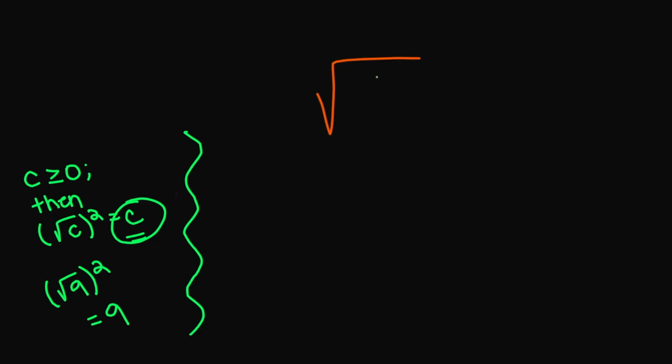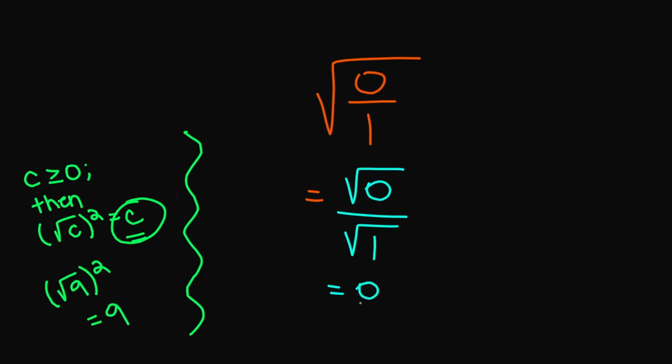And what if you have the square root of 0 over 1? You're going to get the square root of 0 over the square root of 1. So the square root of 0 is just 0. And then the square root of 1 is just 1. So 0 divided by 1 is just going to be 0. So your final answer here is 0.